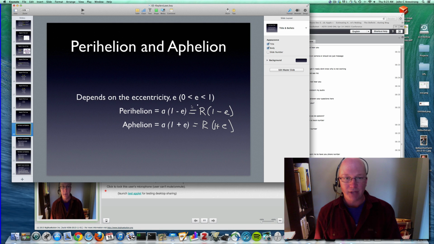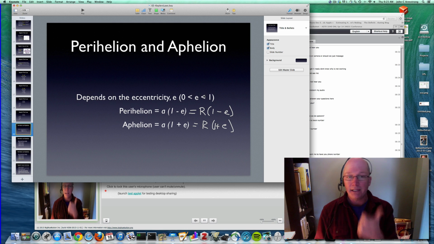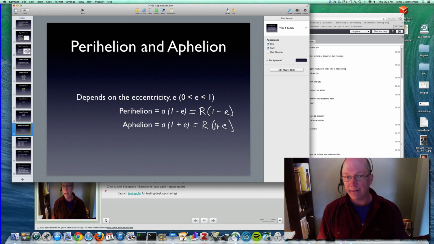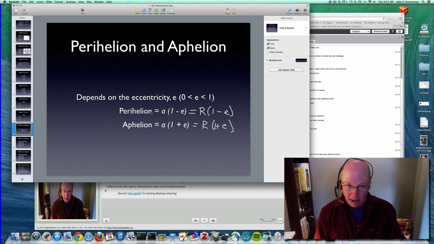So if I take the semi-major axis and multiply it by 1 minus E, I get the perihelion, and the aphelion is R times 1 plus E. So if E is equal to 0, I get a circle, right? Because 1 minus 0 is 1, 1 plus 0 is 1, and we return the same radius of this circle in both cases. The bigger I make E, the smaller perihelion is, right?